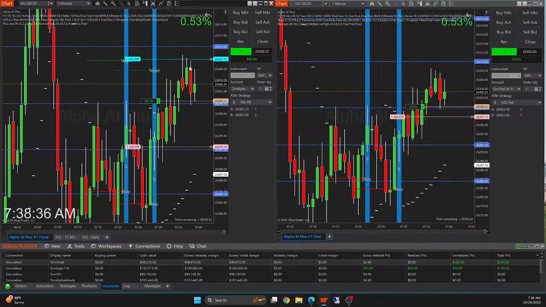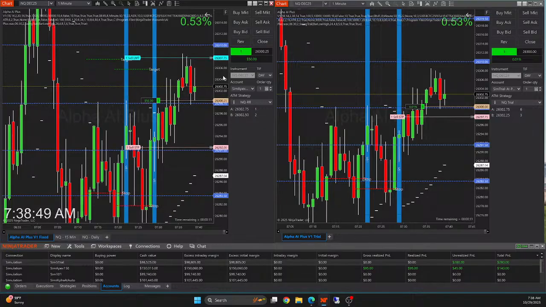Three tops now. That's not good, by the way. The three tops here are not good. Something is going on at this price level.